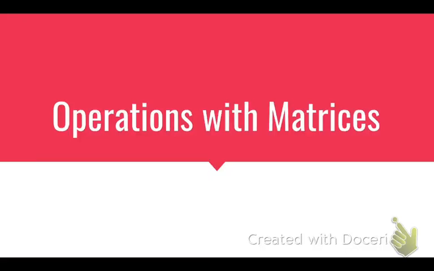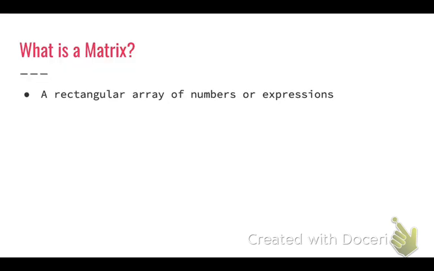For this video, we're going to be looking at what is a matrix and how can I operate with matrices, and then what are some of the properties that I'm limited to with these operations. So a matrix is a rectangular array of numbers or expressions.